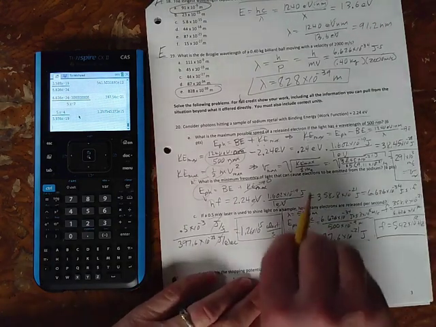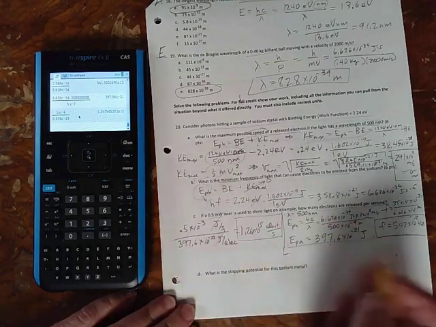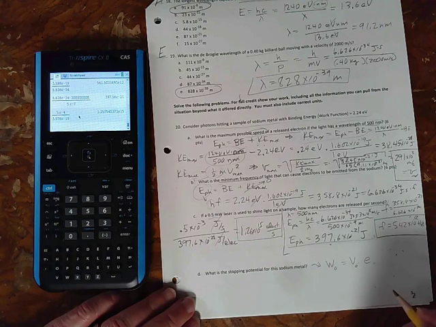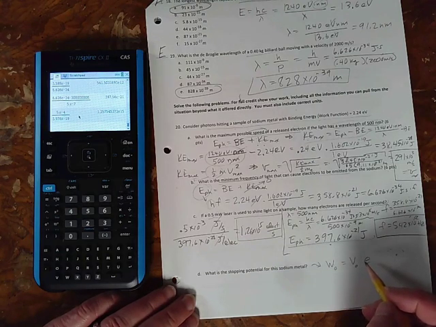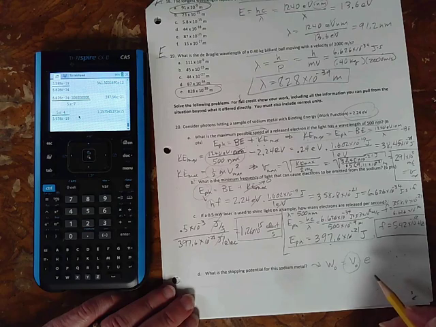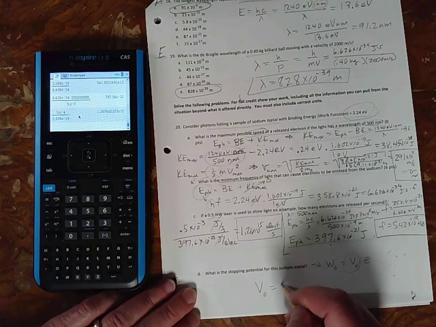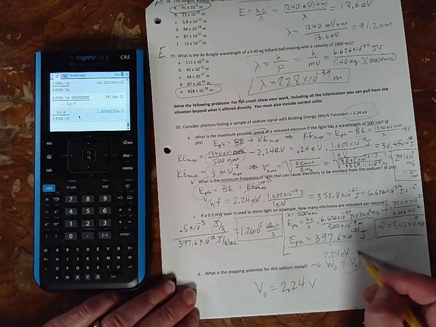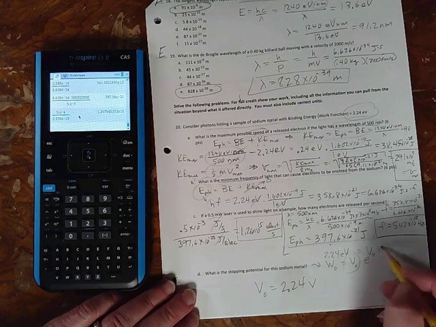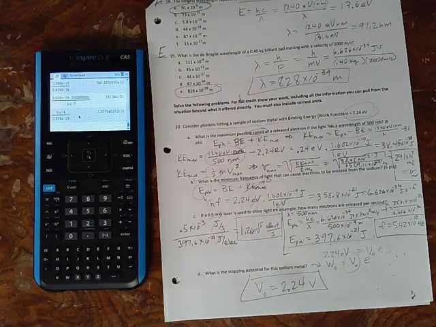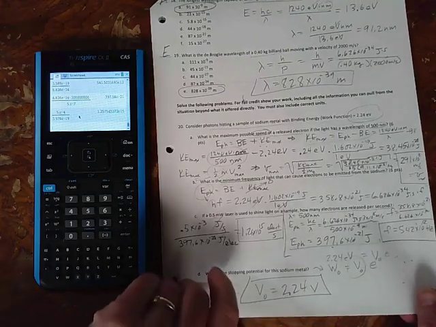What is the stopping potential for this sodium metal? Remember, the work function is equal to the stopping potential times the charge of an electron, and in electron volts the charge just goes away. So the value of the binding energy in electron volts is also the voltage. So V equals 2.24 volts, because 2.24 electron volts equals V naught times the charge of an electron, so the electron charge cancels out. However you want to look at it, the stopping potential number-wise is equal to the binding energy in electron volts. Units are different, but we can get the number that way.